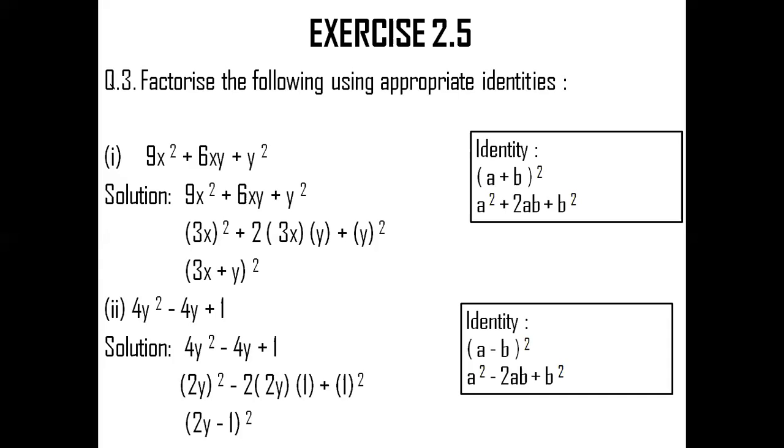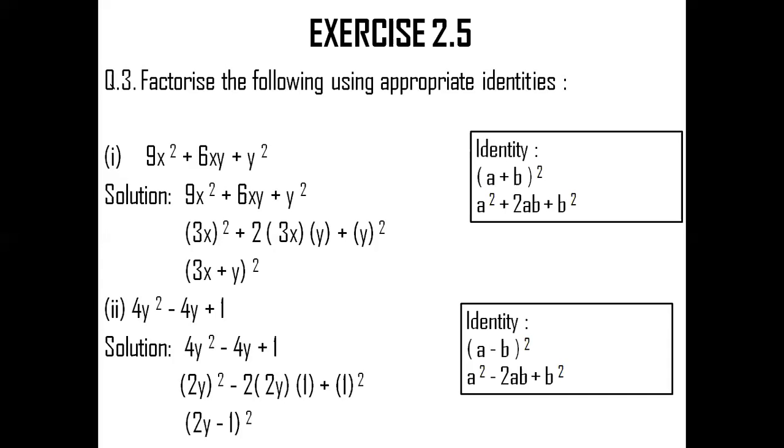So it clearly states that the given polynomial is actually of the form a square plus 2ab plus b square, which is actually (a plus b) the whole square. So I shall factorize it and write it as (3x plus y) the whole square. I hope this is now clear to all of you.